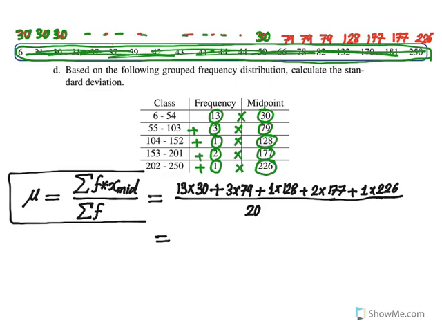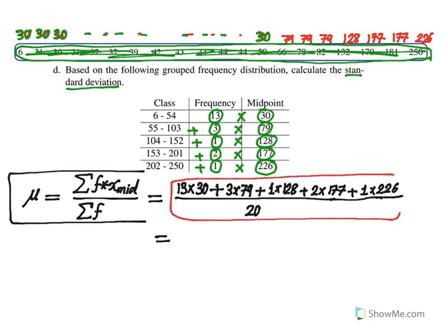You might ask me, but they asked for the standard deviation here. But remember, for the standard deviation, you need the mean. If you don't have the mean, you cannot do the standard deviation. So now, if you calculate this thing here, you should get 66.8. This is not the true mean, but it's the mean for the grouped data.